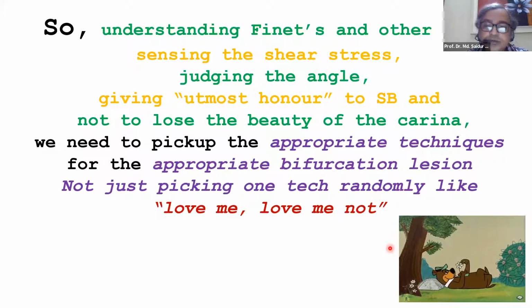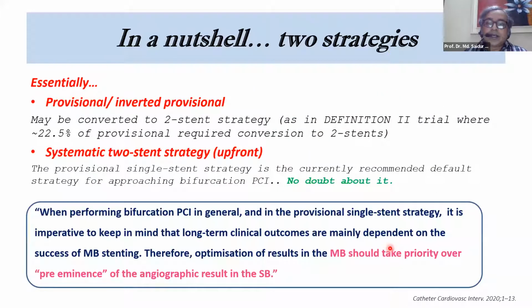So, understanding Finet's and other laws, sensing the shear stress, judging the angle, giving utmost honor to the SB and not losing the beauty of the carina, we need to pick an appropriate technique for the appropriate bifurcation lesion. It's not like picking a technique like love me, love me not. In a nutshell, I know that two strategies are there, essentially the provisional or the inverted provisional one, and the systematic two-stent strategy.